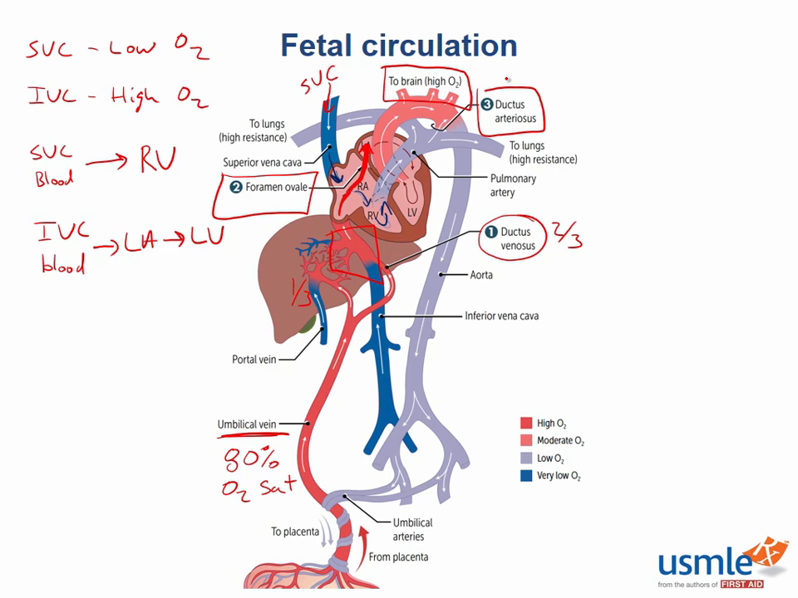This low oxygen tension blood will then go from the aorta into the iliac arteries and then to the umbilical arteries where they connect back to the placenta. So keeping all that in mind, what happens when a baby is separated from the placenta and it takes its first breath?